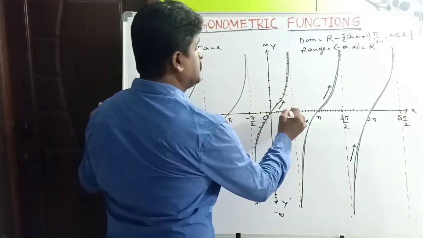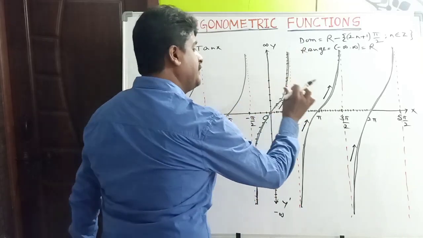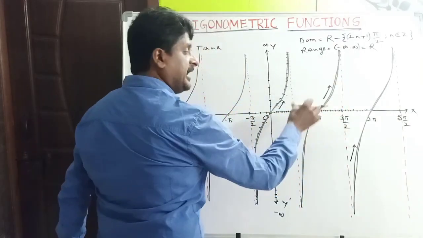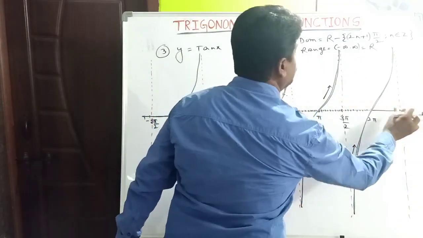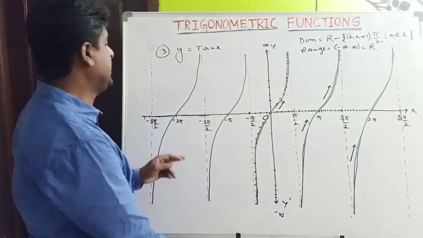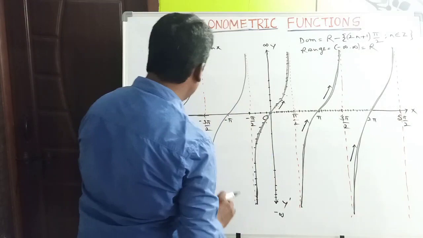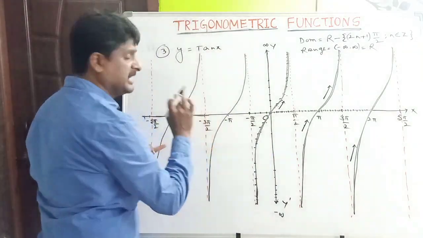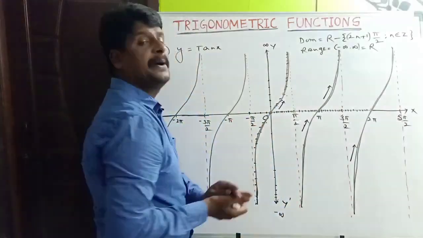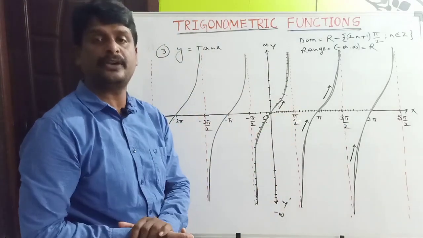Observe that the graph from minus pi by 2 to pi by 2 can be seen as the same type of graph from pi by 2 to 3 pi by 2. We can also see the same type of graph from 3 pi by 2 to 5 pi by 2. Again 5 pi by 2 to 7 pi by 2 also has the same graph. Minus 3 pi by 2 to minus 5 pi by 2, the graph is also the same. See, tan x is a periodic function. Just by observing the graph we can say that it is a periodic function.